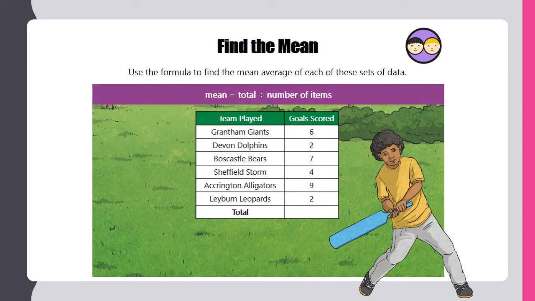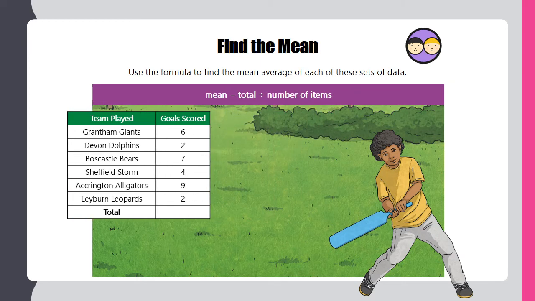Fantastic. So our total is 30. 6 plus 2 is 8. 8 plus 7 is 15. 15 plus 4 is 19. 19 plus 9 is 28. And 28 plus 2 equals 30. So our total is 30.